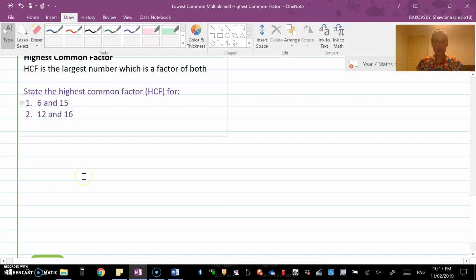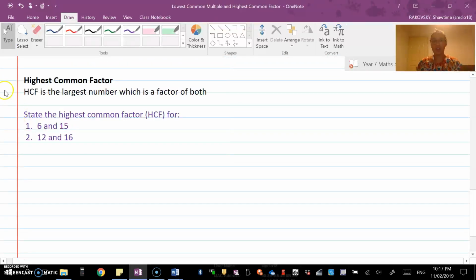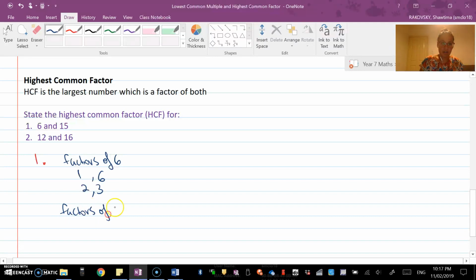Okay, so highest common factor. This is when we are looking for the highest number both of these numbers can be divided by. So let's do number 1. What I'm going to do is write out the factors of 6. We've got 1 and 6, 2 and 3. Then underneath, the factors of 15. That's going to be 1, 15, 5, 3.